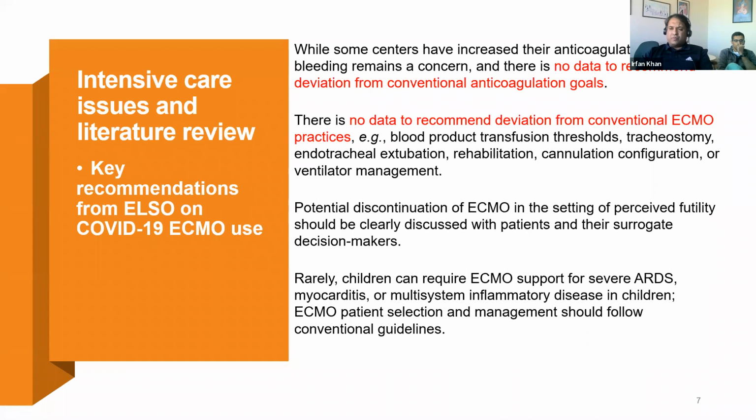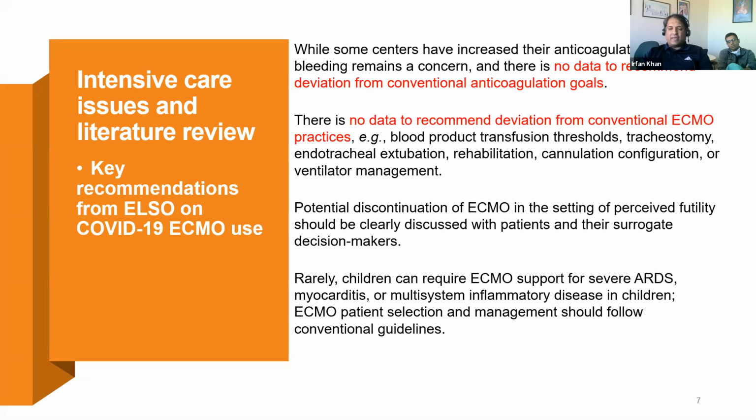There is also confusion about the anticoagulation targets because of the notion that COVID does increase your hypercoagulability risk. You have to anticoagulate them more, but there is no data to recommend going above the conventional goals. There is no data to recommend deviation from conventional practices like transfusion thresholds, tracheostomy, et cetera. So just so everyone knows, just because somebody has COVID doesn't mean that you have to do things differently.